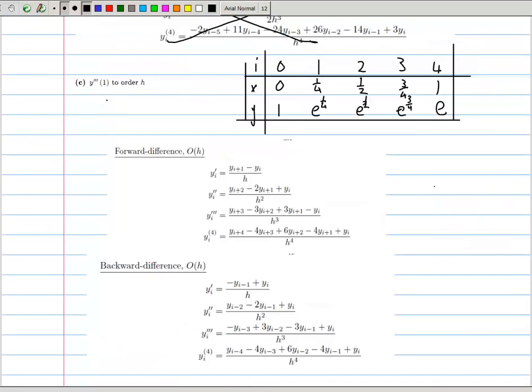Looking at question C, we've been asked to calculate, let's do our highlighting again. We've been asked to calculate y to the third prime of 1 to order h. So given these, we need to go h. Well, I've pulled in the h tables. There's no central difference table for O(h). For the central difference, we start at O(h squared). So to order h, this is what we've got that we can work with. So I pulled in these tables.